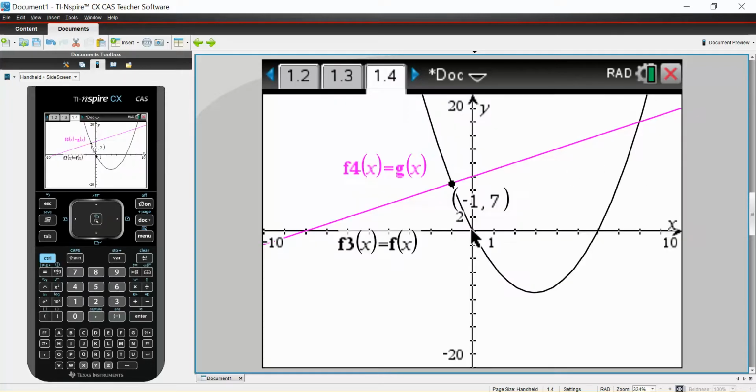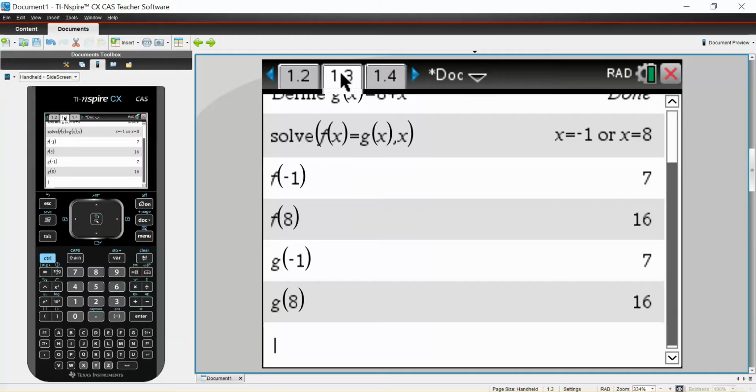True. Okay, so you can do it on a calculator just like that, but you also need to be able to do it by hand. So I'll do it by hand as well.